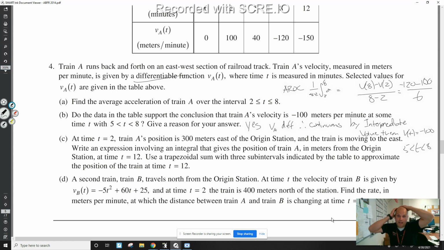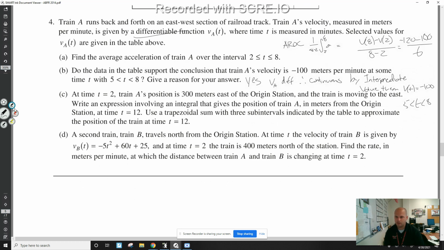At time t equals 2, train A's position is 300 meters east of origin station. Okay, gotcha. The train is moving to the east. Find an expression involving an integral that gives the position of train A in meters from the origin station at time t equals 12. Use a trapezoidal sum with 3 subintervals indicated by the data to approximate the position of the train. Okay, well, they're helping you out here because they give you at x of 2, the position is 300 east. Train is moving east.